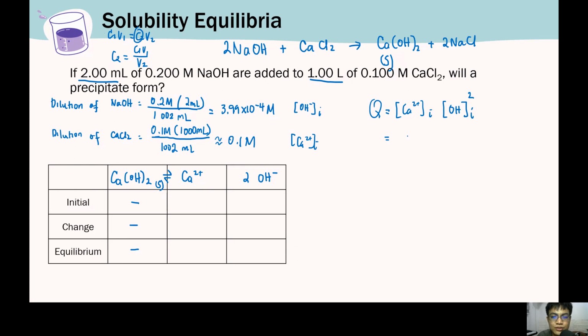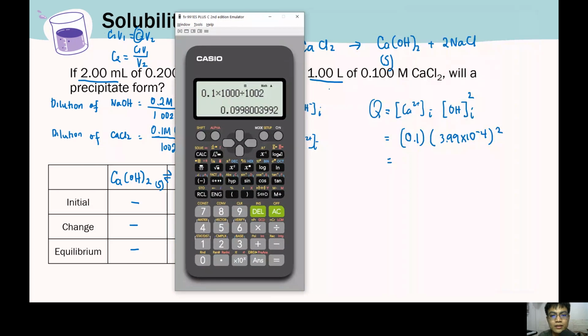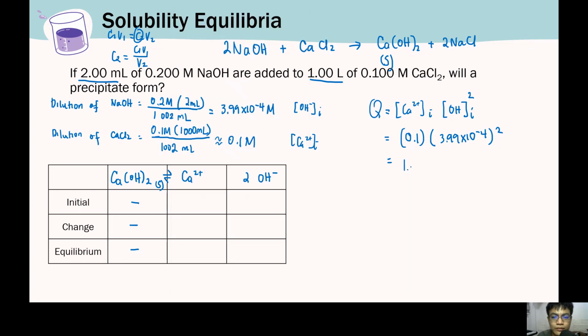So for the concentration of calcium, that's 0.1. For the concentration of OH, that's 3.99 times 10 raised to negative 4. Then square natin yan. So what's the reaction quotient? So the reaction quotient is 0.1 times 3.99 times 10 raised to negative 4 squared. Okay. So the reaction quotient is 1.59 times 10 raised to negative 8.